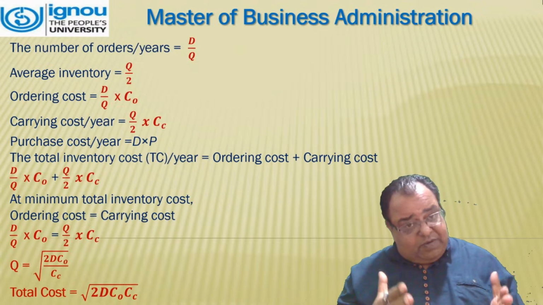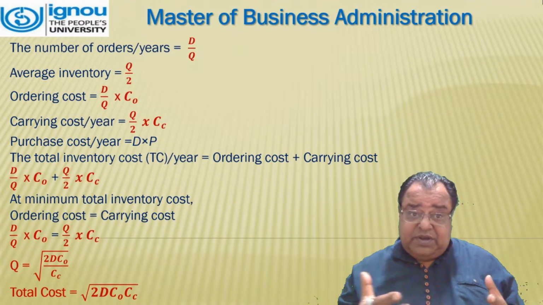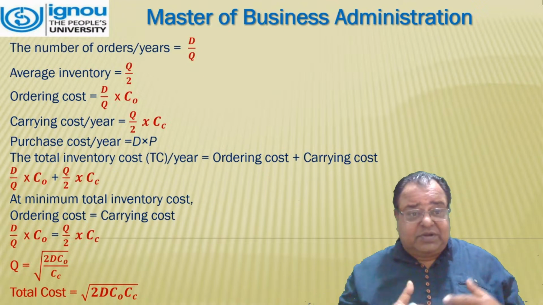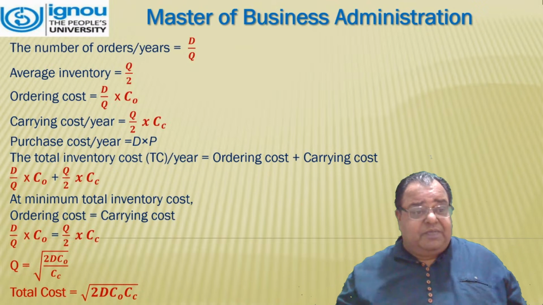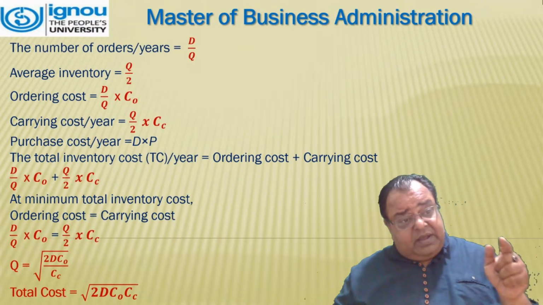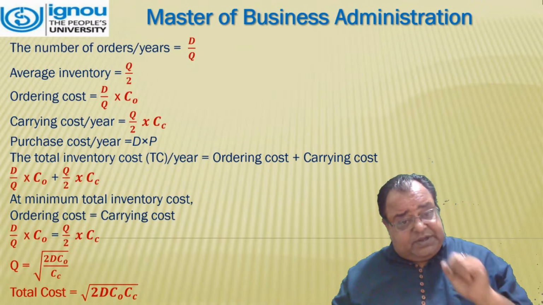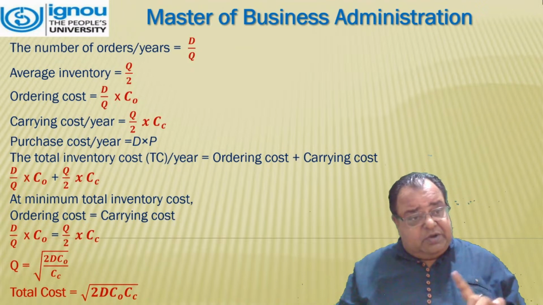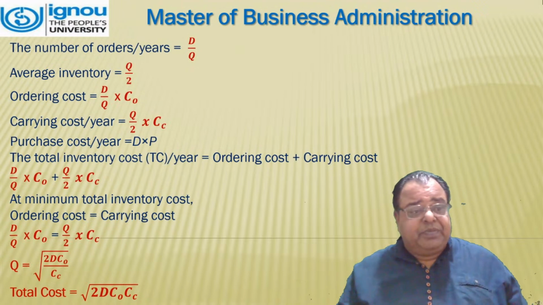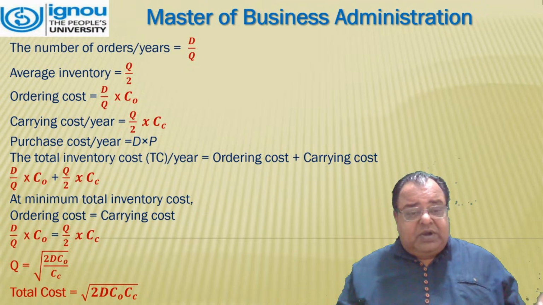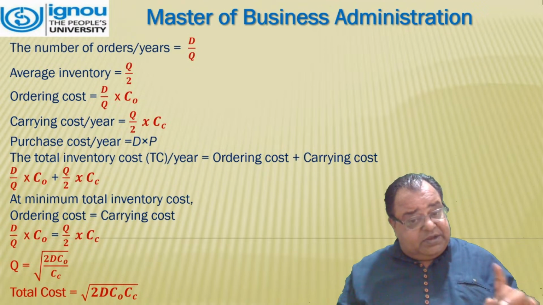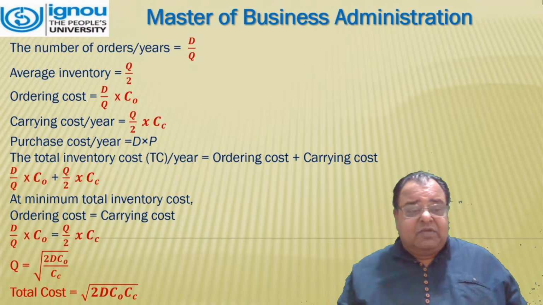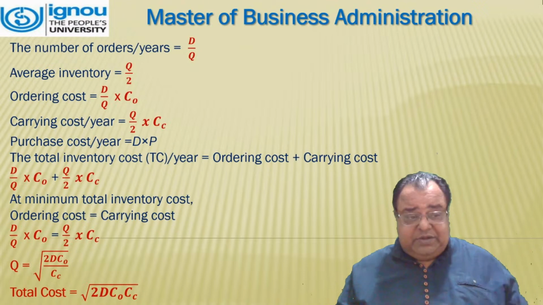Average inventory is Q by 2. Ordering cost is the number of orders per year into the cost per order, that is C0. And the carrying cost will be Q by 2 into CC. Purchase cost per year is D into P, that is demand into the price. Now, total inventory cost per year is equal to ordering cost plus carrying cost. So what we will be doing, we will be adding these two.